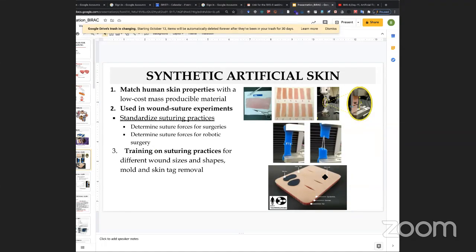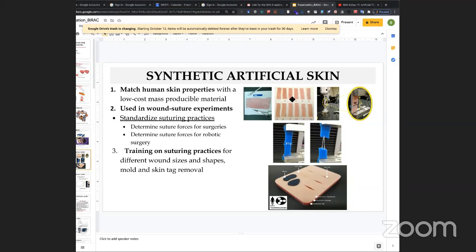Second is standardizing suture practices. To date, every surgeon sutures or performs a surgery in their own way. This is an acquired knowledge, and this differs a lot from one surgeon to another, in terms of how much suture force and what the suture distances are. So these kinds of standardized practices can be made if we have an artificial material to run a lot of tests on.